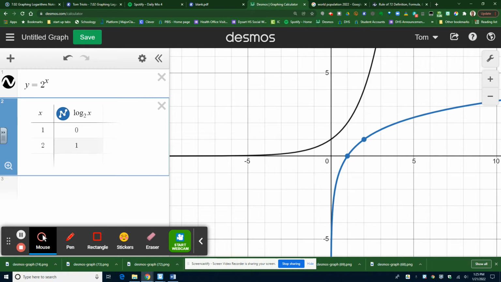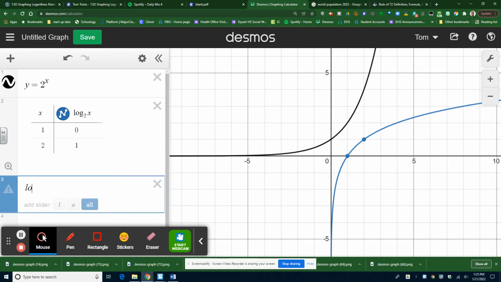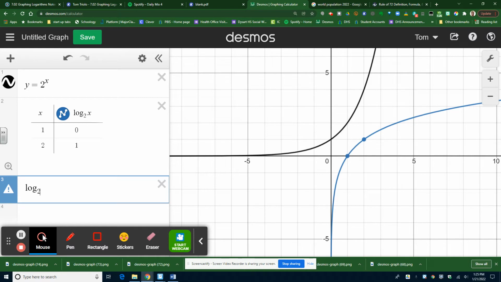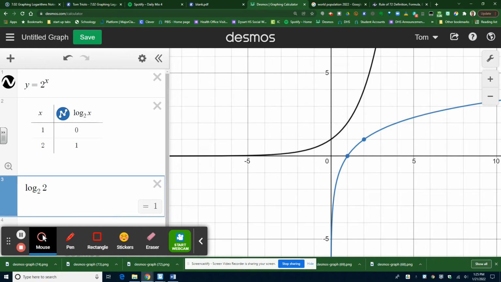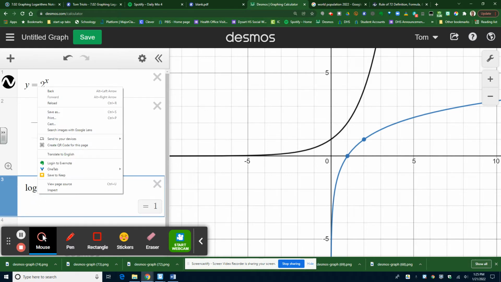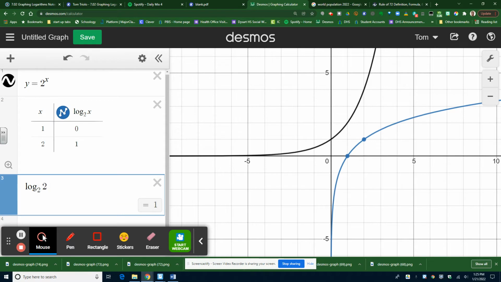So let's take a second look down here. Remember what this means. Log base 2 of 2 means 2 to what power is 2? And that's 1. Remember, the logarithm is the exponent. So 2 to this power gives me 1.